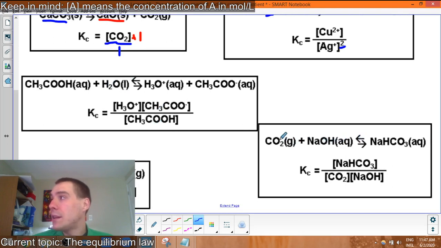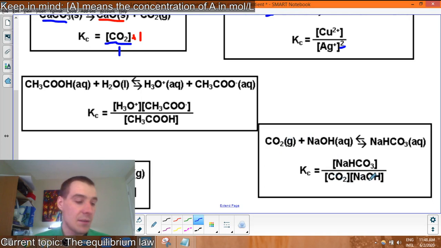This one here, gas, aqueous and aqueous. Gases do count. We can find a moles per liter of a gas, and different pressures will have different moles per liter. So the gas does get included. Even though they're different states, even though they're different phases, it's still included in the calculation because it still contributes to equilibrium. So product on top and the 2 reactants underneath.